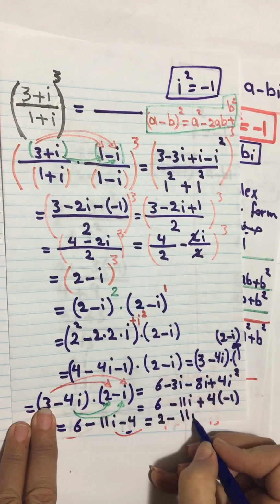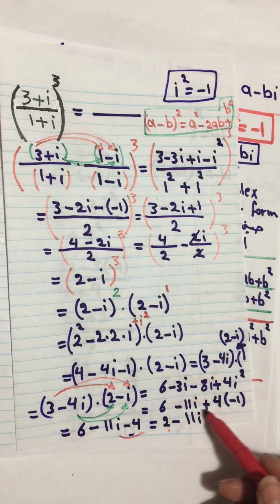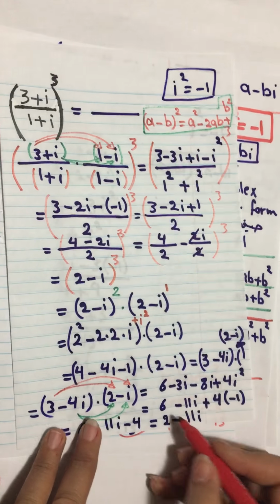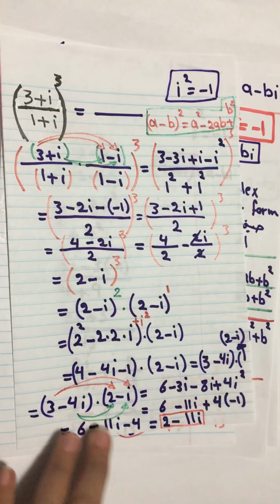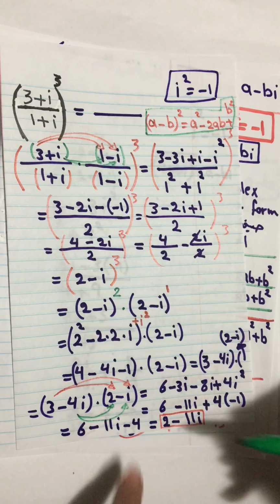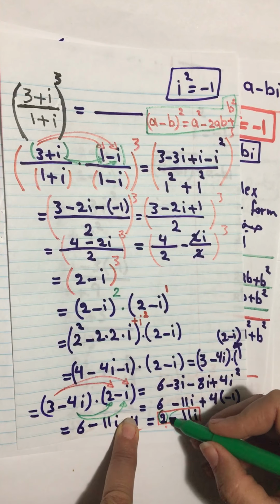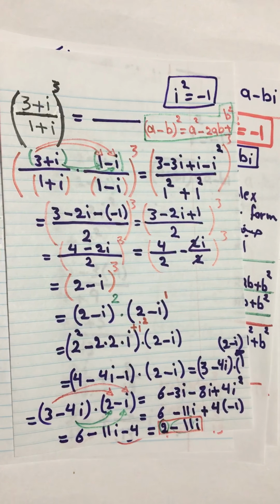minus 11i. This is the complex number, so I converted this whole expression into this complex number. The real part is 2 and the imaginary part is -11. -11, this is the imaginary part.